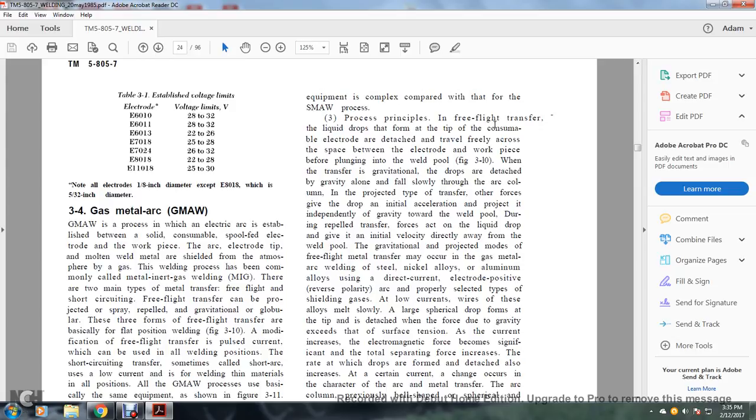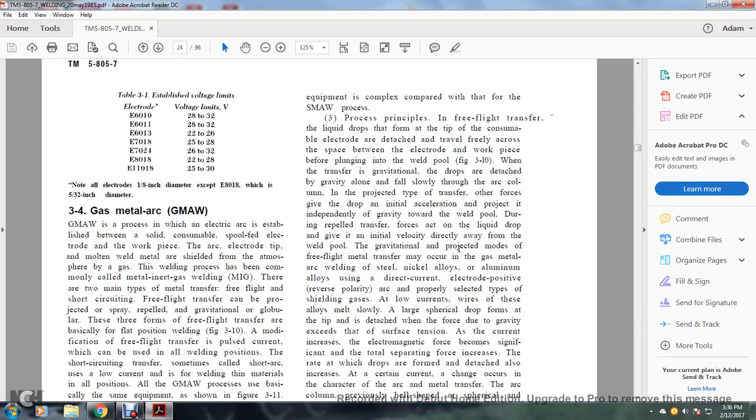Process principles: in free flight transfer, the liquid drop from the tip of the consumable electrode is detached and travels freely across the space between the electrode and workpiece before plunging into the weld pool. Figure 310. When the transferred drop is detached by gravity alone, it falls slowly through the arc column. In the projected type of transfer, other forces act on the drops, giving initial acceleration independent of gravity toward the weld pool. During repelled transfer, forces act on the liquid drop to give it initial velocity directly away from the weld pool.